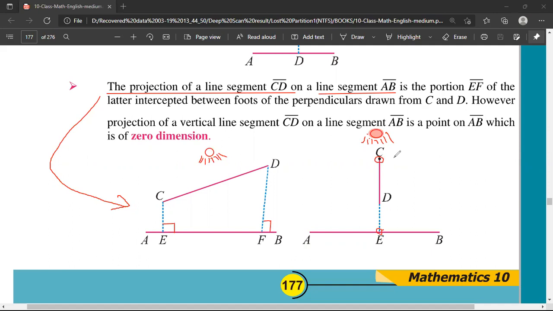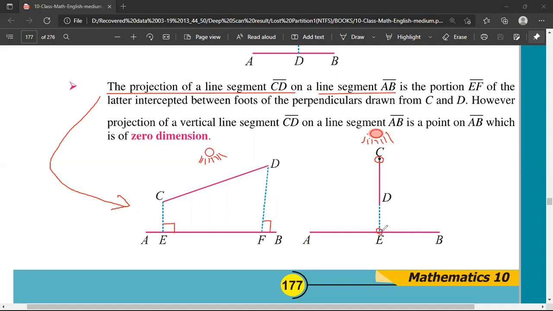So consequently, its projection will be only a single point E on line AB. Because it is a point E, so only a point. If we talk about the definition of a point, a point is basically a circle with a zero radius. So in fact, it will be just a very small dot at point E. So the projection of the whole line CD, if it is in vertical position, will be only a point, only a dot, and this dot will be considered as of zero dimension.